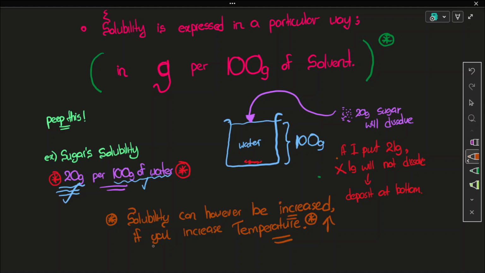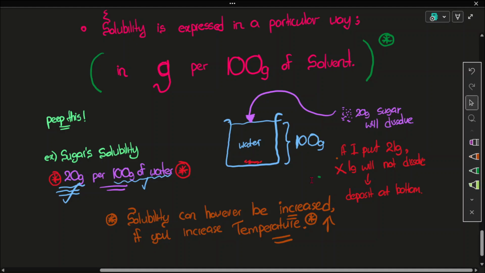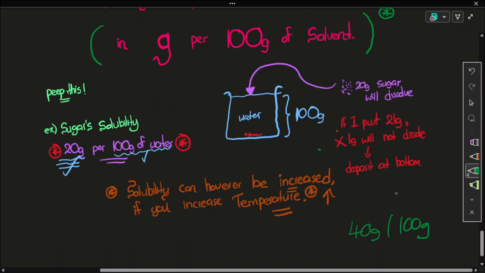All right. This will become more apparent in a second, but this is what I want you to know. So actually, if you were to increase the temperature a lot, you can perhaps make the solubility of sugar like 40 grams per 100 grams of water, something like that. Okay, solubility is increased, obviously, right? So to really focus in on this, I'm going to give you this.